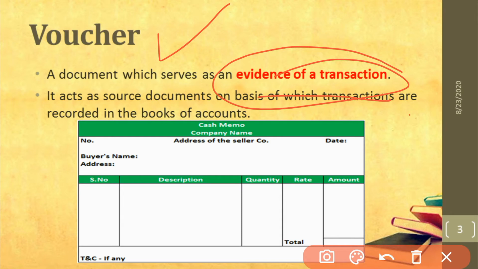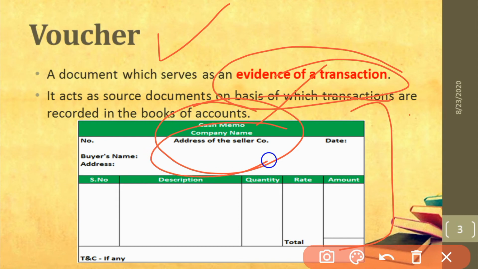Now here is one of the vouchers I've taken. This voucher is a cash memo. A cash memo is used when I sell my goods and services for cash. So here we can see the name of the company and the address of the seller. Here is the voucher number. Every voucher has a number. Supposedly the voucher number of this cash memo is 1. So the voucher number of the next voucher will be 2. These have to be in sequential order and then only can I pass any entry in accounting.